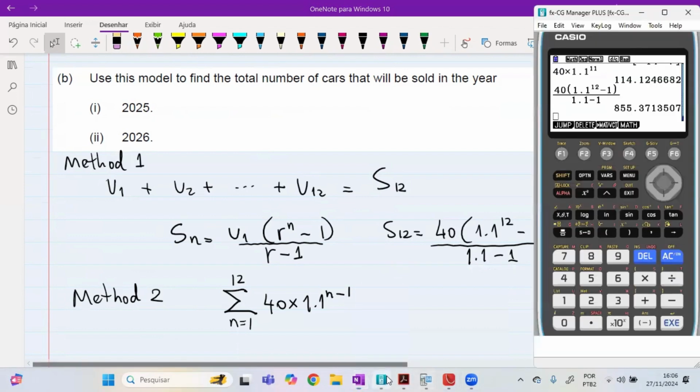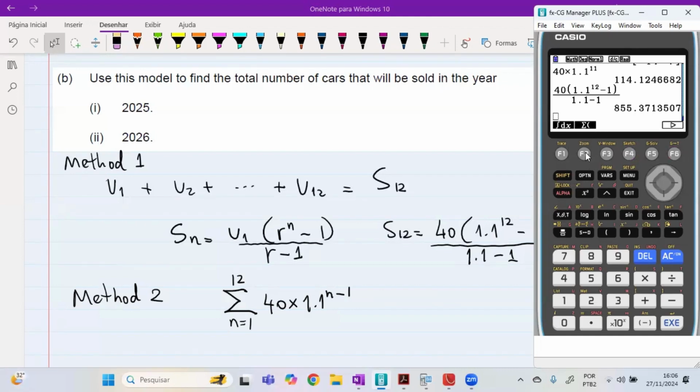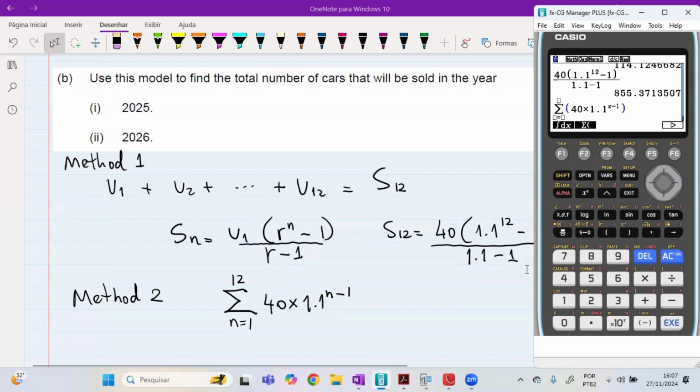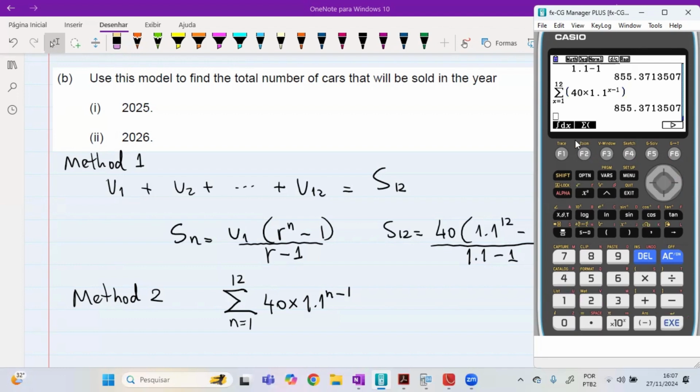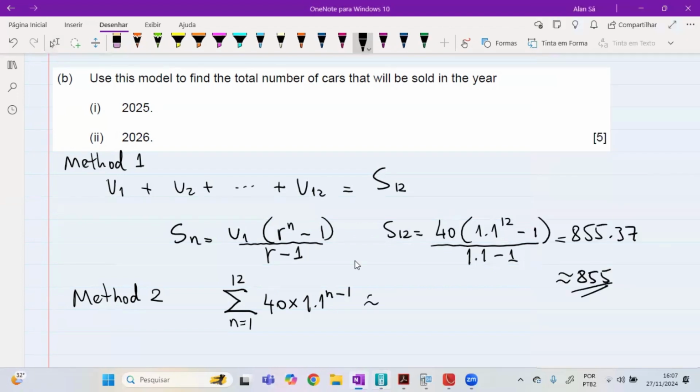So what you do is you come here, go to math, and then go to sigma, and then you complete this. Here, to make it easier, I use x rather than n. So 40 times 1.1 to the power of x minus 1, and then x going from 1 to 12. And this gives the same answer, 855. All we did here is part B1.